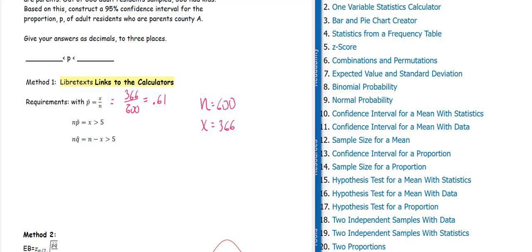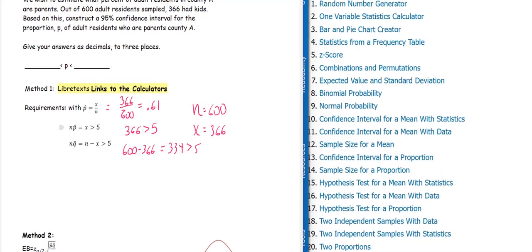And the two requirements are that N P hat is greater than 5 and N Q hat is greater than 5. Now, if you simplify N P hat, you just get X, and X is 366, and that's greater than 5. And then N minus X is 600 minus 366, which is 234, and that's also greater than 5. So we're good to go.